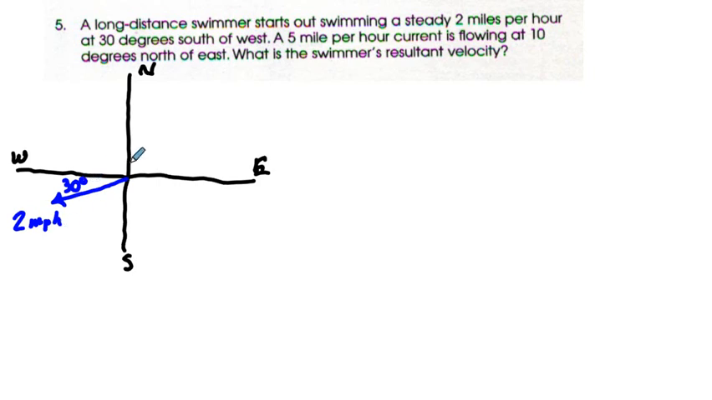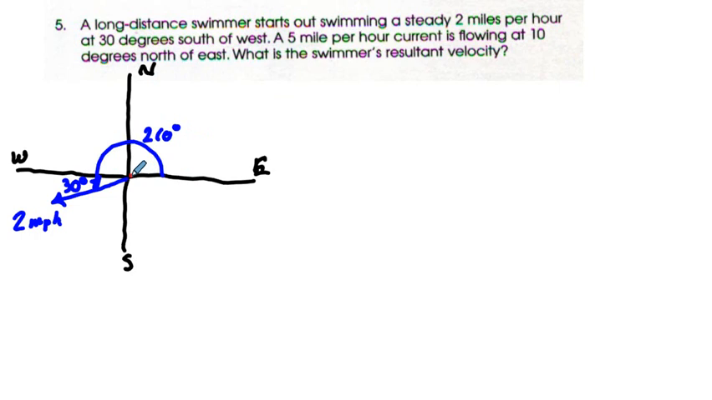And so what we have here is, and I know what sine and cosine of 30 degrees is, so that's going to be helpful. But standard positionizing this angle here, we go like this. We would add 180 to that, and we would get 210 degrees, standard position the angle. Next it says a 5 mile per hour current is flowing at 10 degrees north of east.